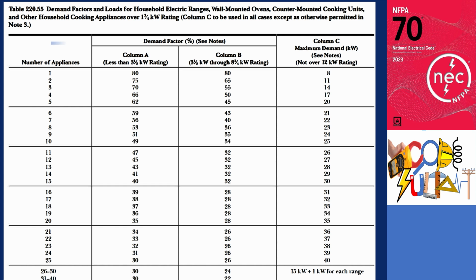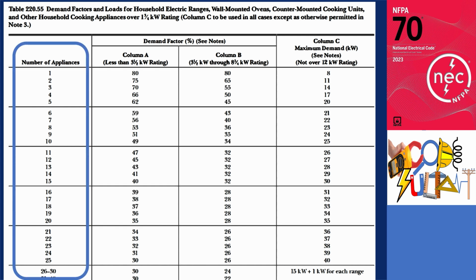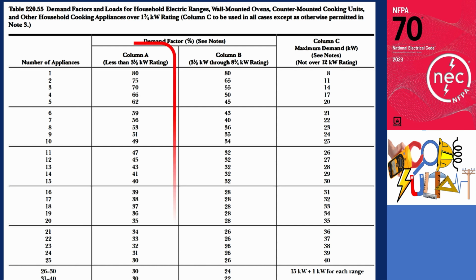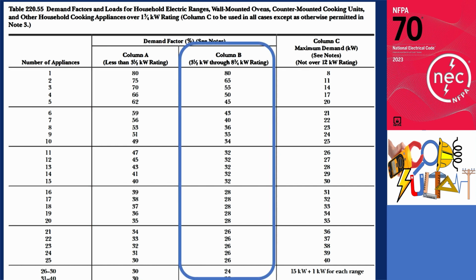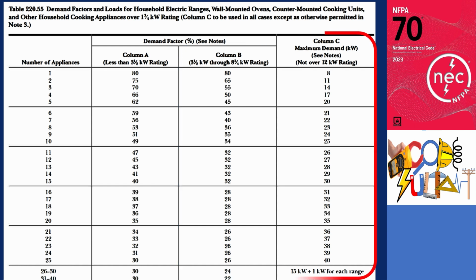The first column simply lists the number of cooking appliances being considered. From there, the table divides appliances into 3 categories. Column A applies to smaller units rated at less than 3.5 kilowatts. Column B covers mid-range appliances from 3.5 kilowatts to 8 3/4 kilowatts. And Column C, the most commonly used, applies to standard ranges not exceeding 12 kilowatts. Unless otherwise permitted by the notes, Column C serves as the default reference for most calculations.